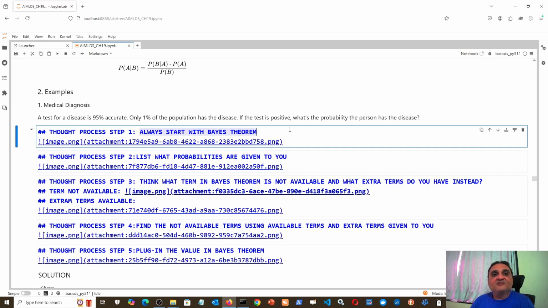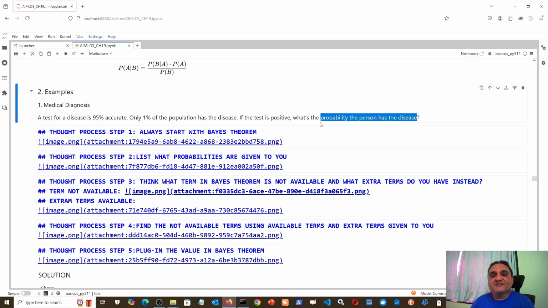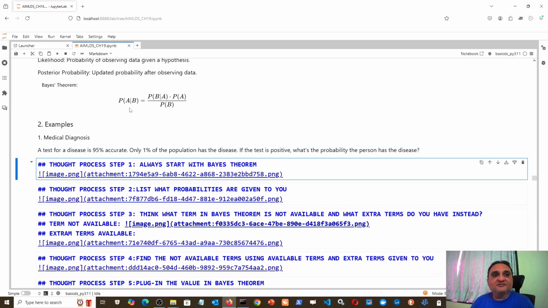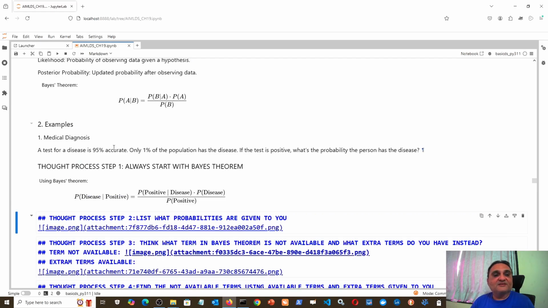We always start with Bayes theorem. How will we write this with whatever is asked? Probability of disease given that the test is positive, correct? So probability of disease given that the test is positive, that is what I want to find. So probability of disease given that the test is positive is equal to probability of the test being positive given that the person has the disease, times the absolute probability of disease, divided by the absolute probability of the test being positive. Try to understand, and I will now open this image and you will become clear.